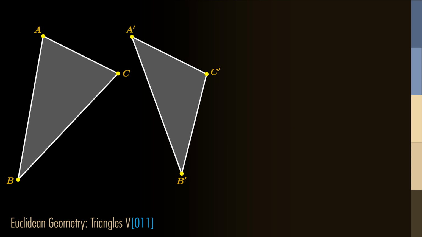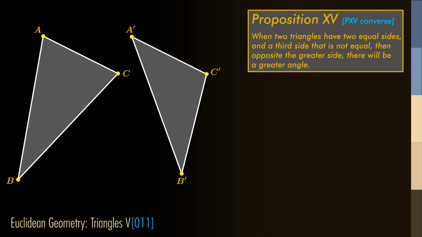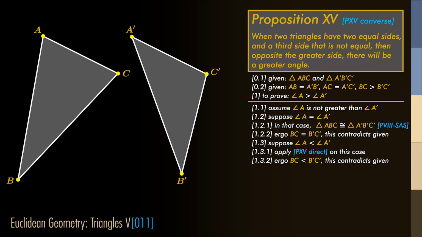Here too, the converse proposition is true. When two triangles have two equal sides and a third side that is not equal, then there will be opposite the greater side a greater angle.